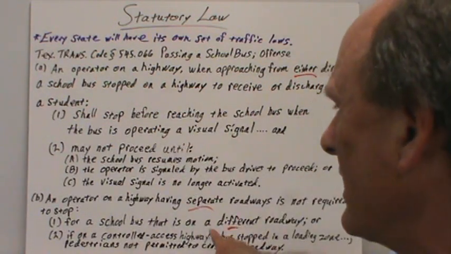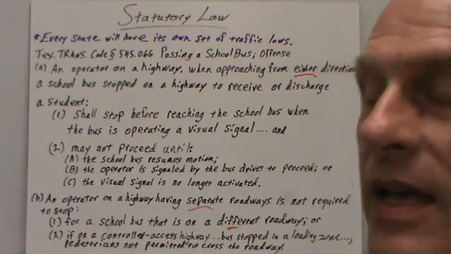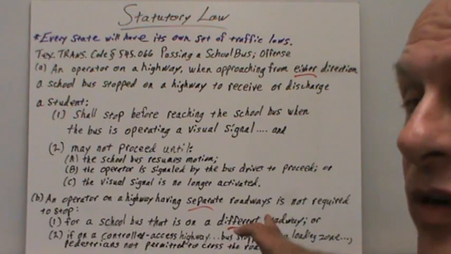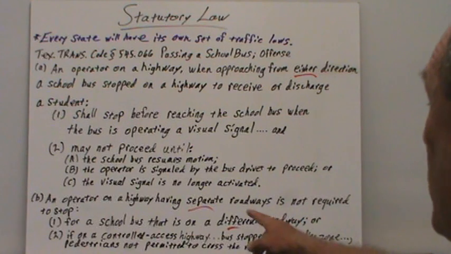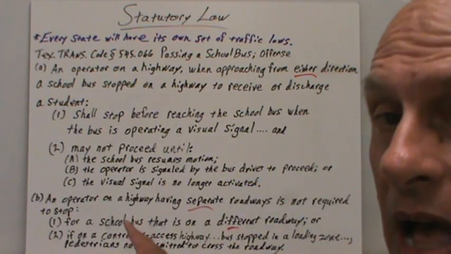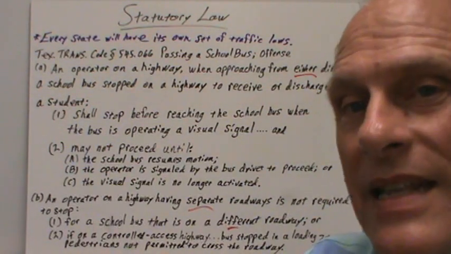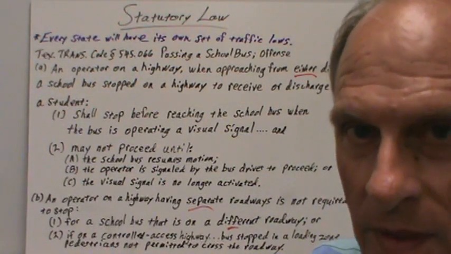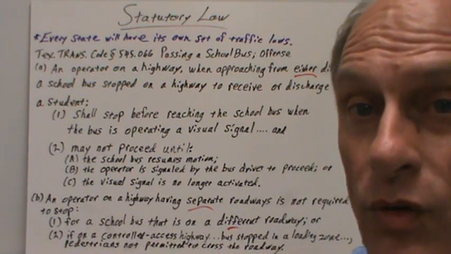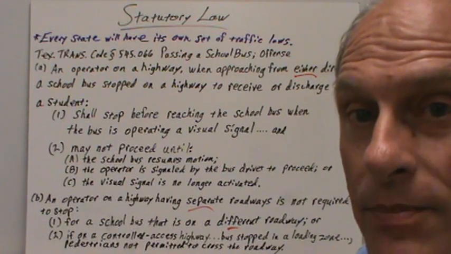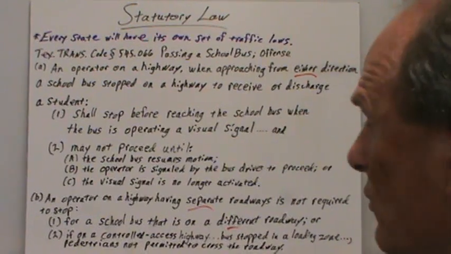Well, take a look at this next part. An operator on a highway having separate roadways is not required to stop. So you've got a highway, but a highway can have separate roadways. And depending on how those separate roadways are configured, you may or may not have to stop as you're approaching that school bus. So let's look at this again.